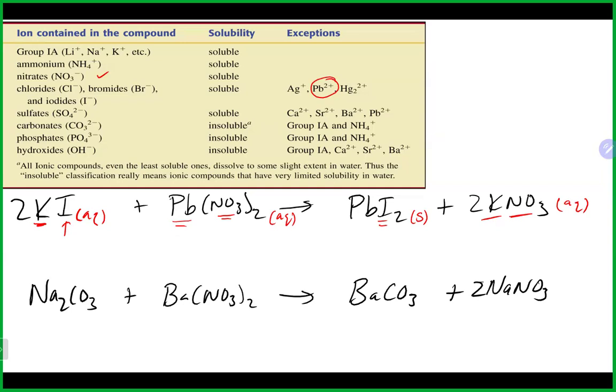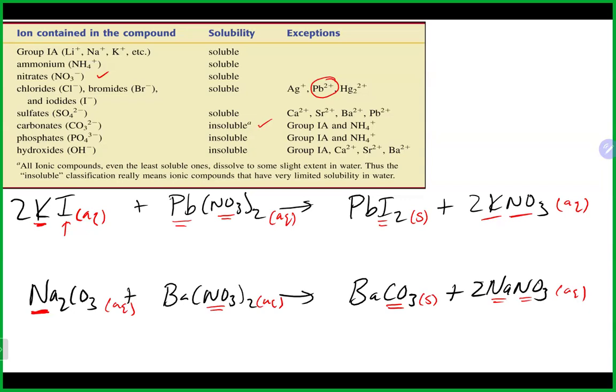All right, here's sodium. As far as I need to look, that is group 1, soluble in everything. Nitrate, soluble in everything. Carbonate is insoluble, and we'll go with barium on that. And I'll go solid. And here's sodium and nitrate going to be soluble in this case. So same idea here. It's going to be the barium ion and the carbonate ion going to fall into each other and make a solid. The other guys are just spectator ions floating around still in solution.